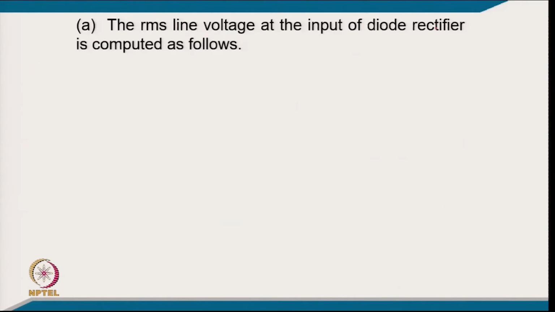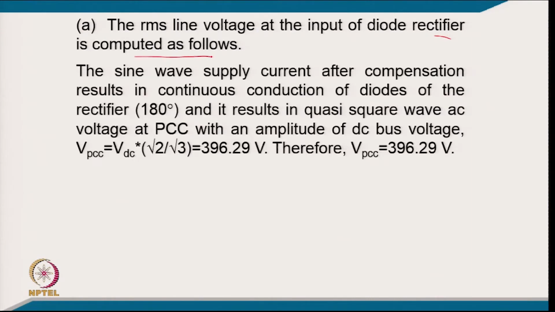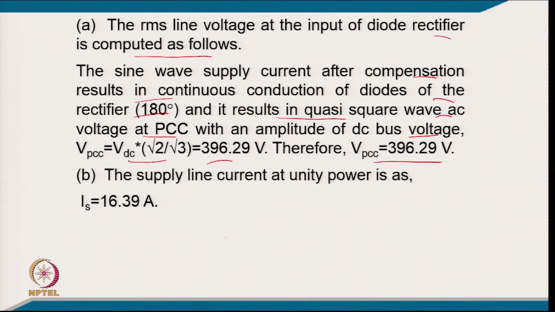So, the RMS line voltage at the input of the diode rectifier is computed. The sine wave supply current after compensation results in continuous conduction of the diode rectifier for 180 degrees, and it results in a quasi square wave of AC voltage at PCC with the amplitude of the DC bus voltage. VPCC equals VDC into root 2 by 3, and it comes to 396.29 volt. So, the PCC RMS voltage is 396.29 volt.